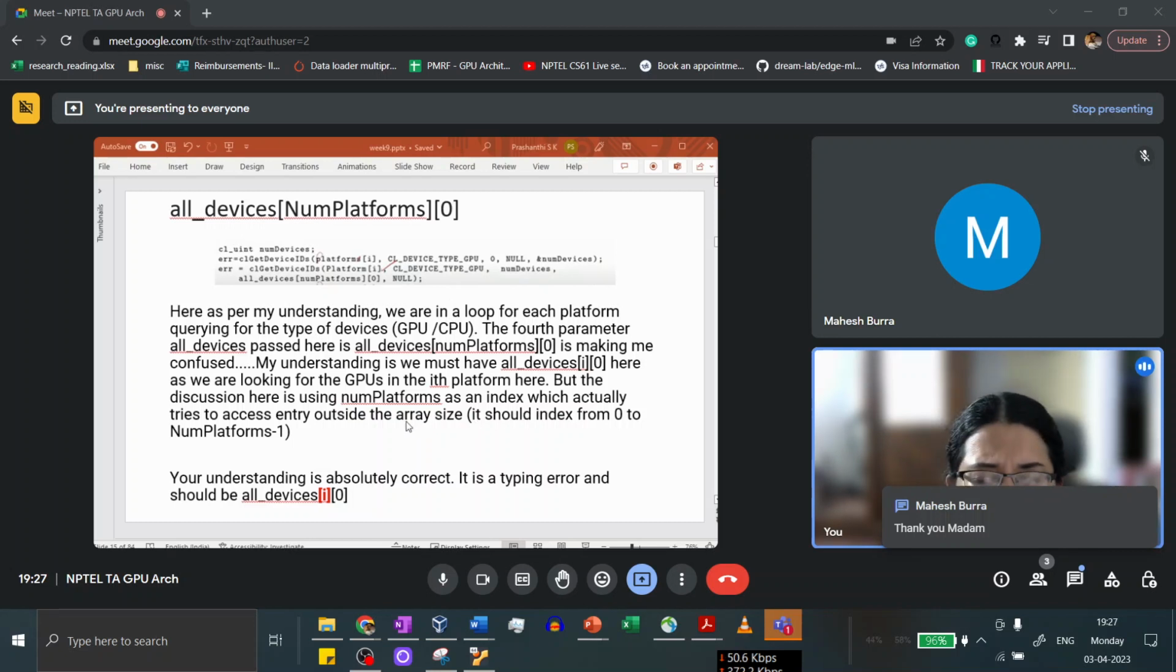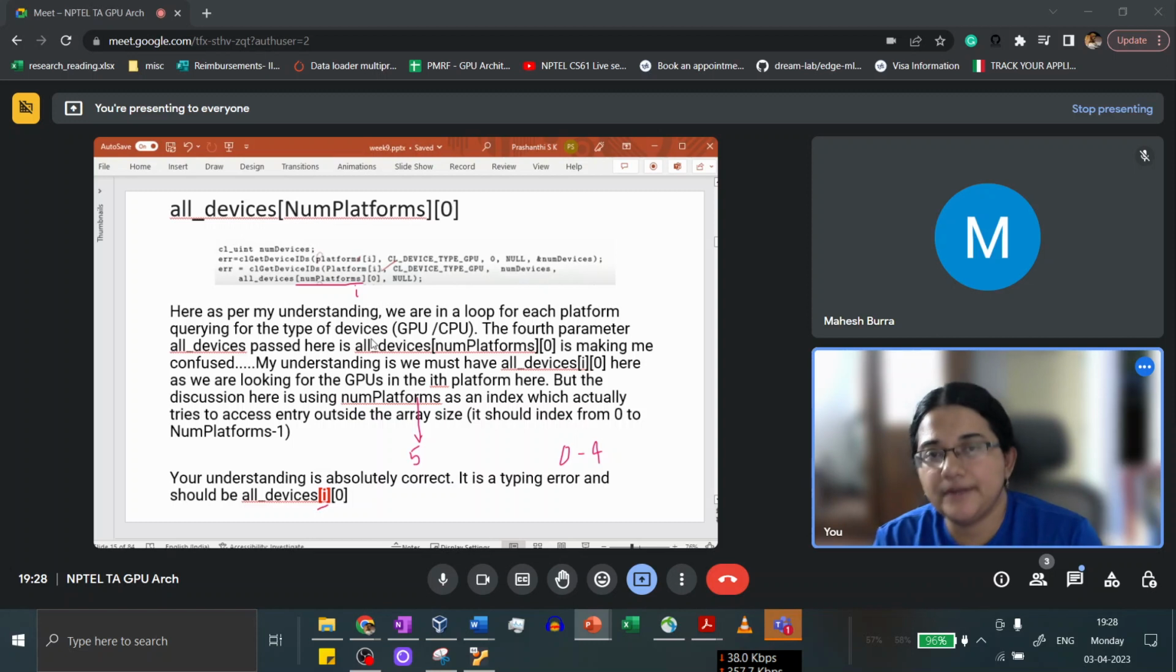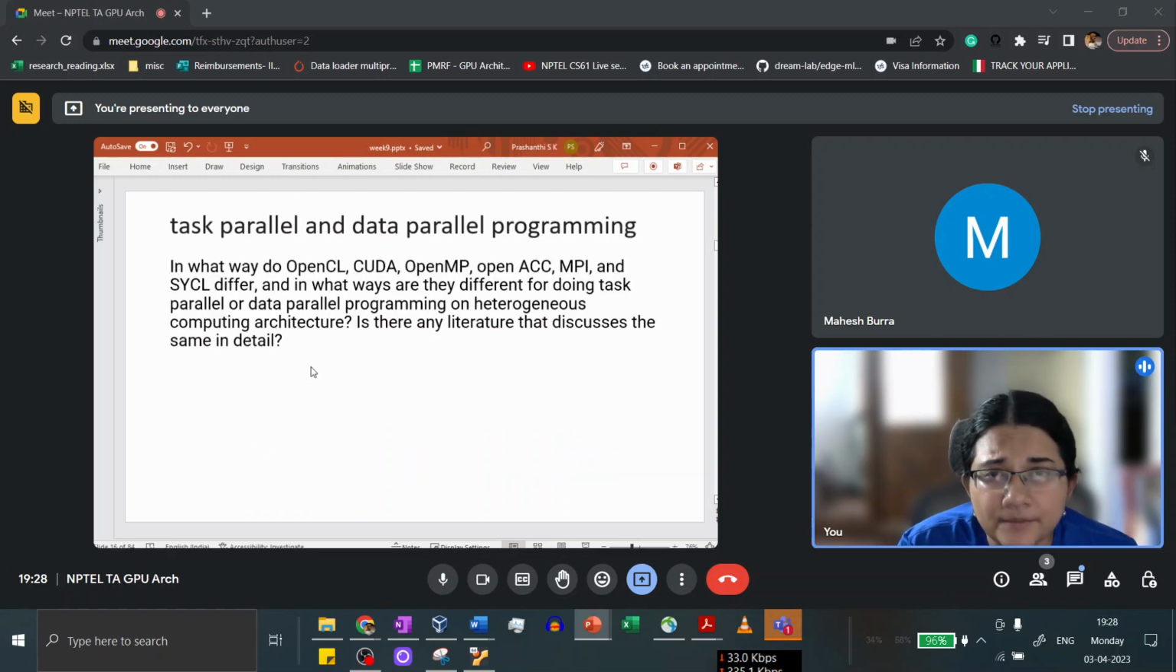So let's come back to this. Right. So num platforms is actually a number that you've gotten from a previous query, right? So let's say in this case that the num platforms is actually 5. So this array, this index of all devices will range from 0 to 4, right? And since we are in a for loop, we have to actually use the index in the for loop, not this num platforms as the index. So that's what the person who asked this question was confused about, and that's what the instructors or the TAs have also clarified, that it has to be I0 and not num platform 0. And as the person says here, if you use num platforms, you're actually accessing outside the array limit, right? It's an out of bounds error. So yeah, I think this is straightforward. Now this is a more theoretical question.